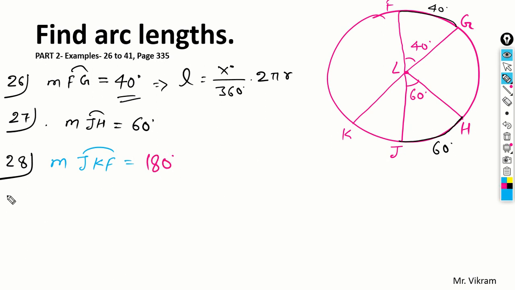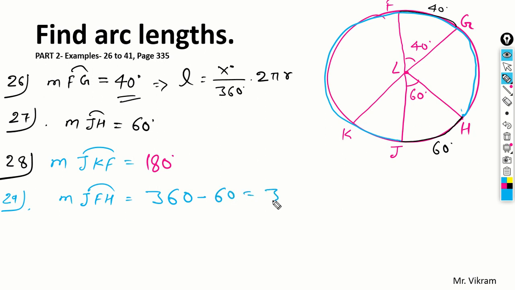Next is 29. Measure of arc JFH. J, F, H. As you can see here, this is starting from J, F, H all the way here, right? So the total angle is 360 and this angle is given. So to find this, 360 minus 60. So your arc measurement will be 300 degrees, right?